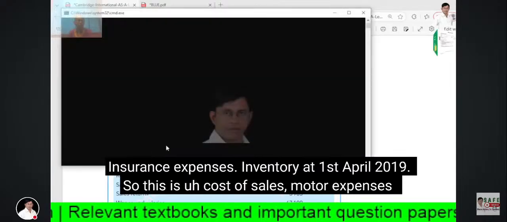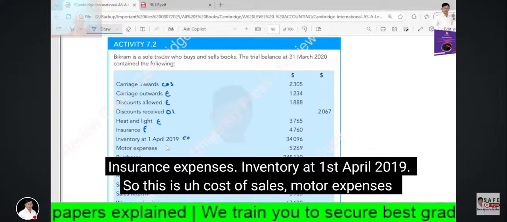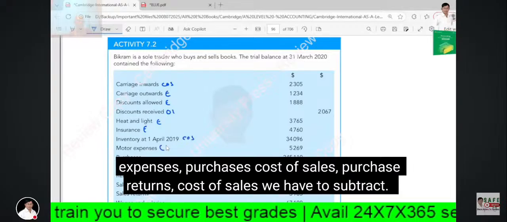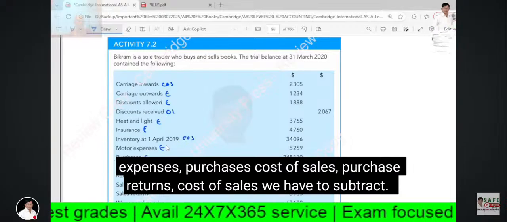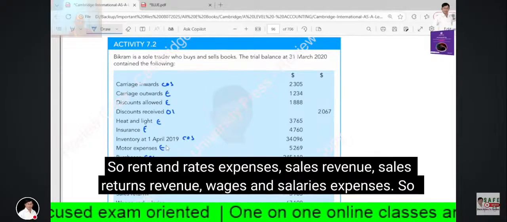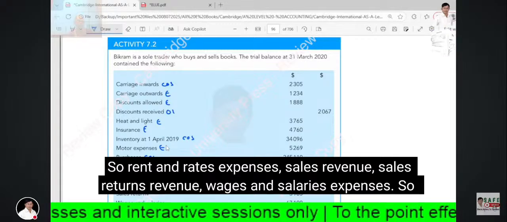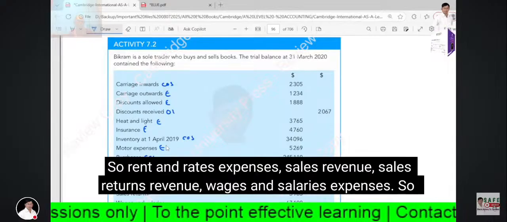Inventory at the date, whichever are realizable. So this is on the basis of realization. First inventories, because inventories cannot be easily realized. Then comes trade receivables, then cash and bank balances. So this is cost of sales. Purchases is cost of sales. Sales, then revenue. Sales returns. Rent and rates expenses. Wages and salaries.